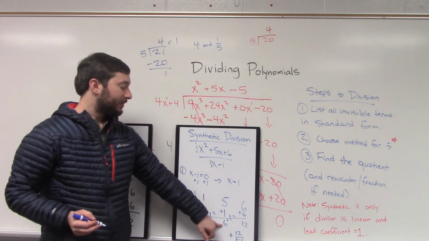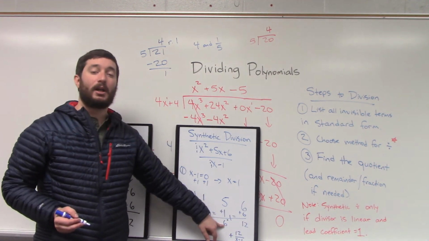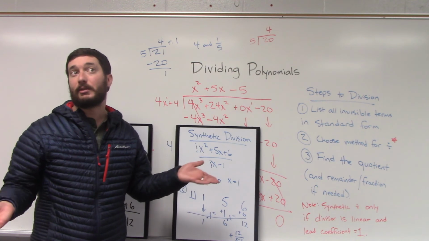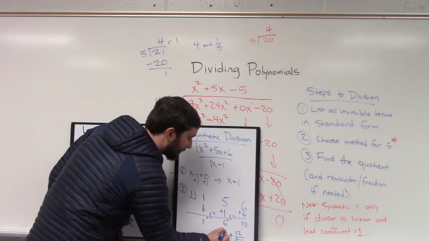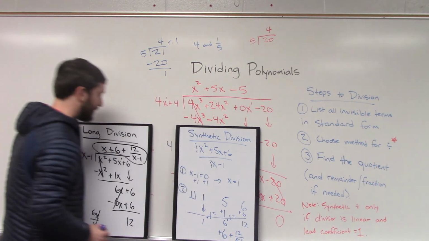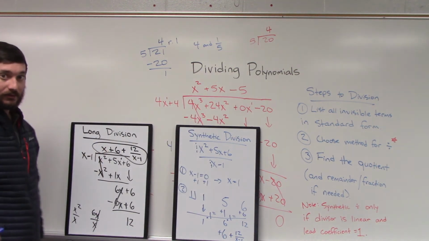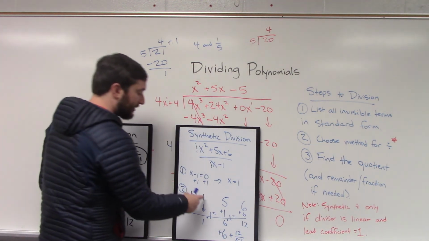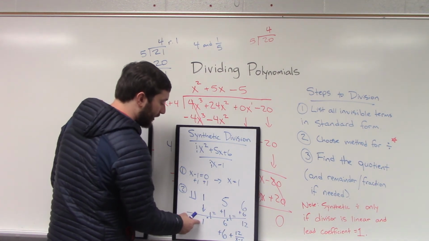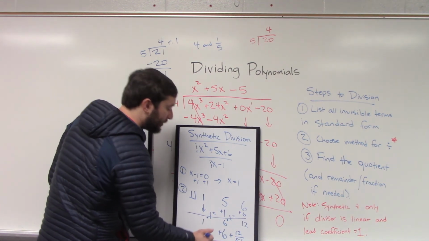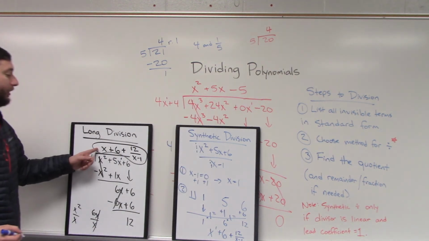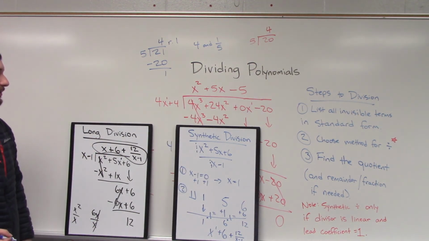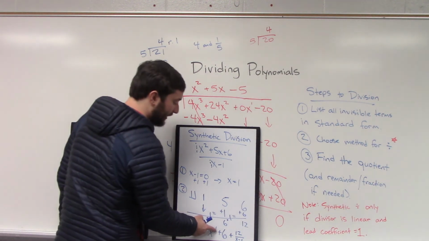This 6, the number next to the remainder, is always your constant. Now sometimes it's 0, sometimes it's not. In this case, it's a positive 6. As we saw earlier, it should be, right? And lastly, this 1 underneath the line is our coefficient for x to the first power. And that's what we saw earlier as well. X plus 6 plus 12 over x minus 1.